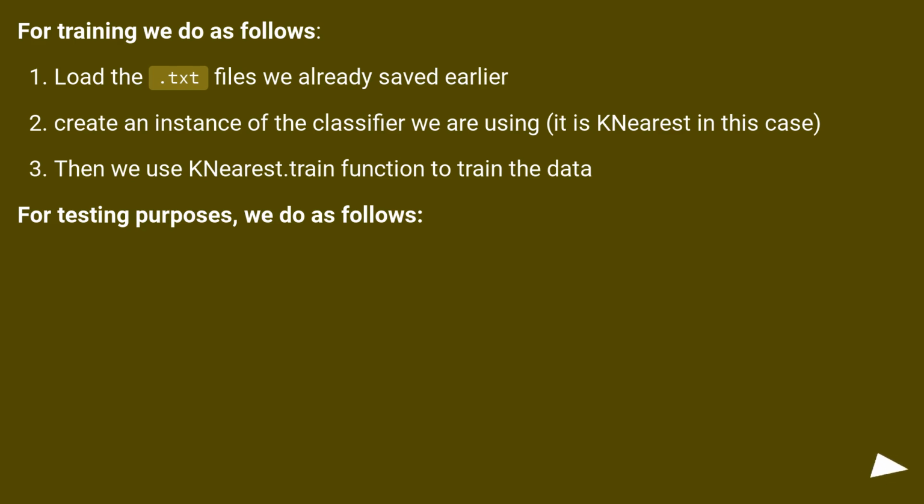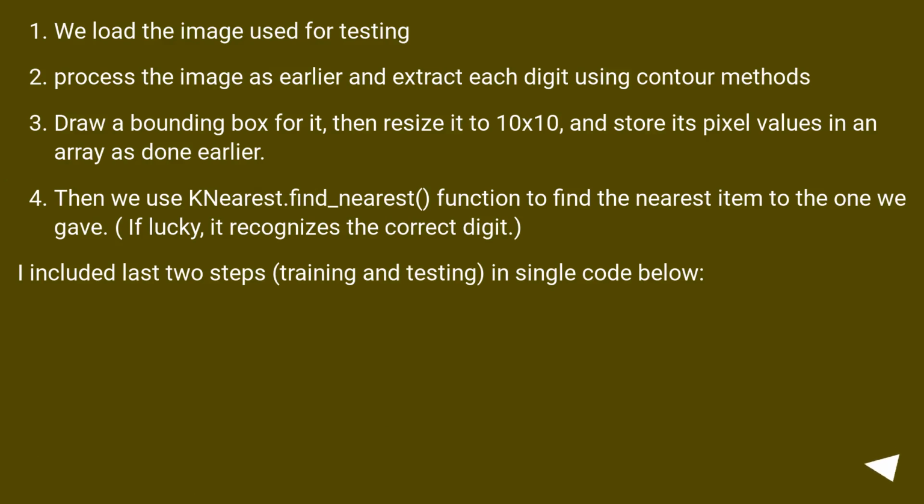For testing purposes, we do as follows. We load the image used for testing, process the image as earlier and extract each digit using contour methods, draw a bounding box for it, then resize it to 10 by 10, and store its pixel values in an array as done earlier. Then we use the KNearest.find_nearest function to find the nearest item to the one we gave. If lucky, it recognizes the correct digit. I included the last two steps, training and testing, in a single code below.